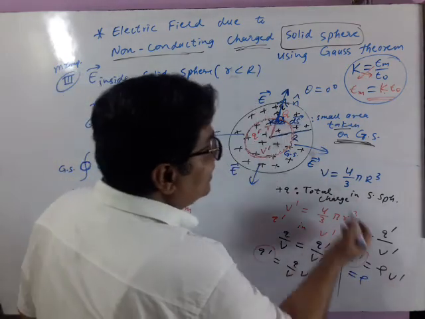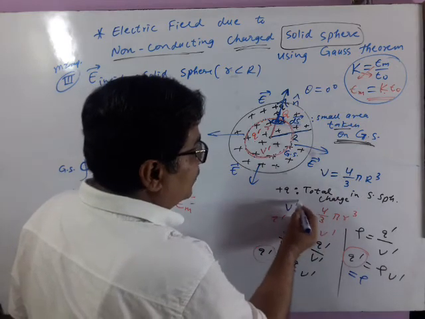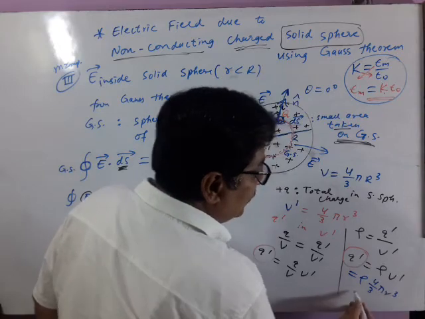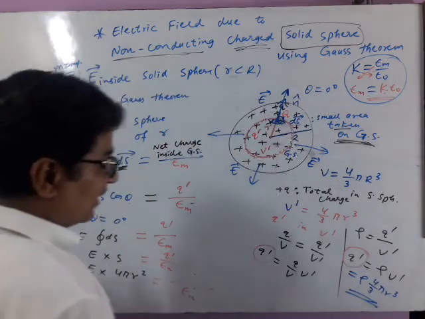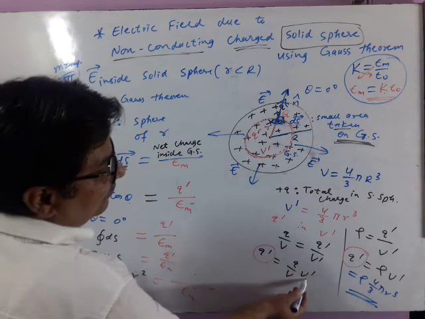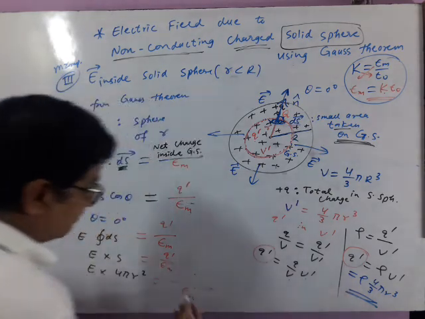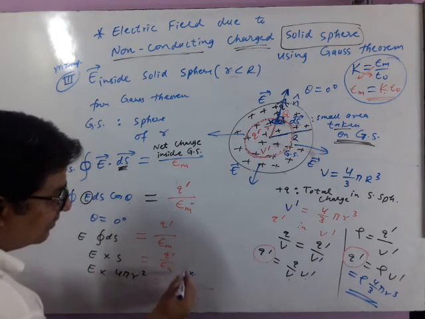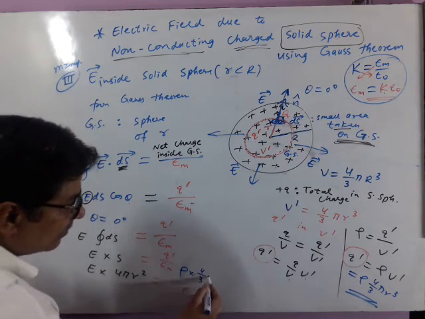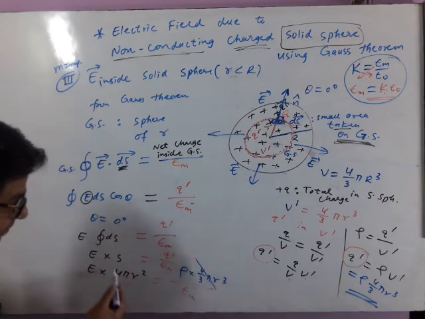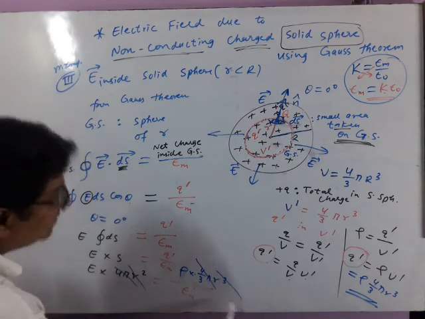V dash is the volume of the small Gaussian sphere, so 4 by 3 pi r cube. You can put Q dash by inputting the values of V dash and V. So I am putting this: it will be rho into 4 by 3 pi small r cube. On both sides, the 4 pi cancels, and this r square cancels with this power.